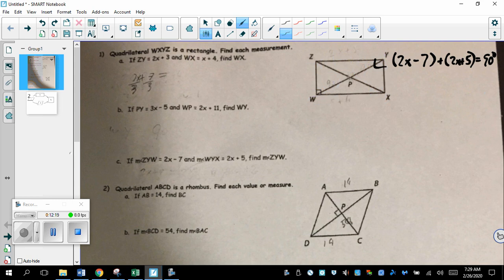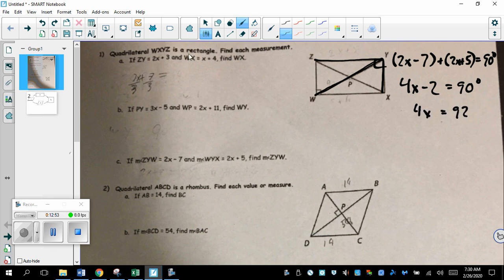In this case, the two angles were ZYW and WYX. So these are the two angles which add up to 90. So let's add these two together. 2x and 2x is 4x, negative 7 and positive 5 is going to be negative 2. We're going to add 2 to both sides. We're going to get 4x is equal to 92.